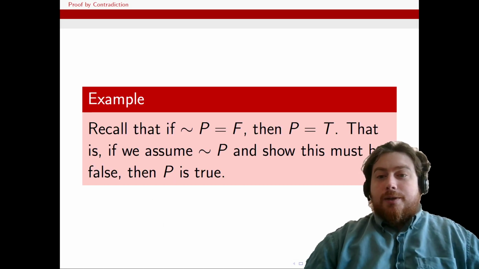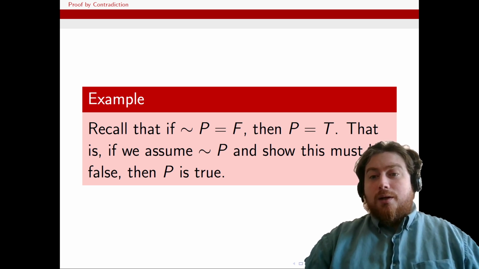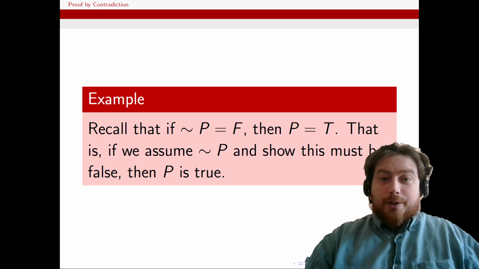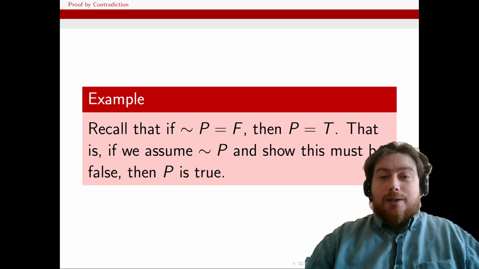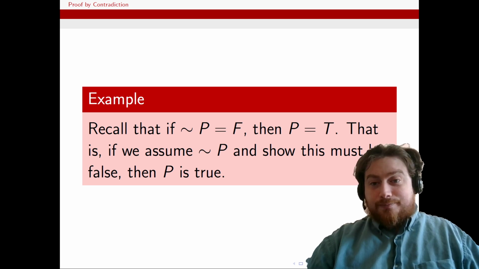In a proof by contradiction, when we had the proof by contrapositive, recall that an if-then statement, if P then Q, is equivalent to if not Q then not P. So we use these equivalent statements to say, if I prove the equivalent statement, I get my original statement. With proof by contradiction, recall that if not P is false, then P is true. So if we can prove that not P is false, then P must be true.